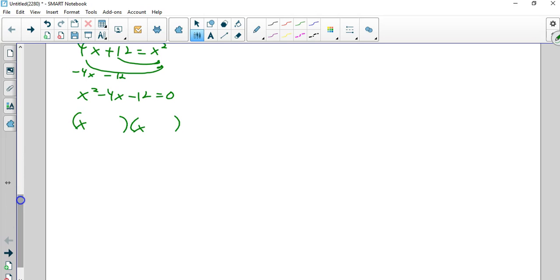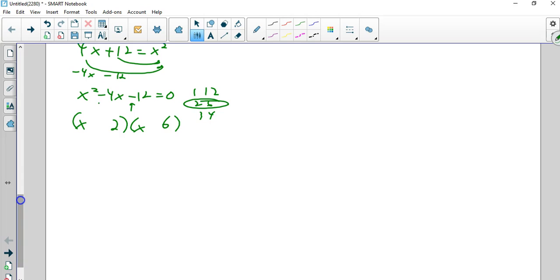x and x. We need two numbers that are going to give me 12. 1 and 12, 2 and 6, 3 and 4. One of them's got to be positive, one's got to be negative to get a negative answer. And then when we subtract them, we end up with negative 4. So this is the one that has a difference of 4. So we have 6 and 2.